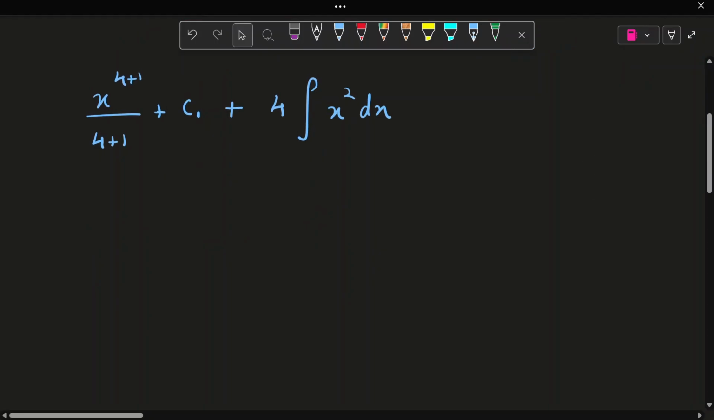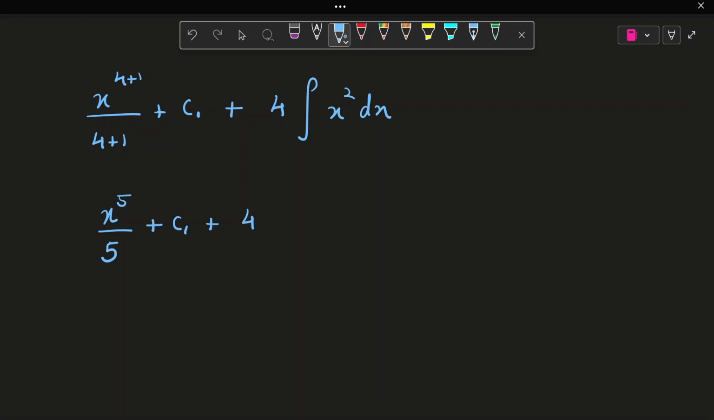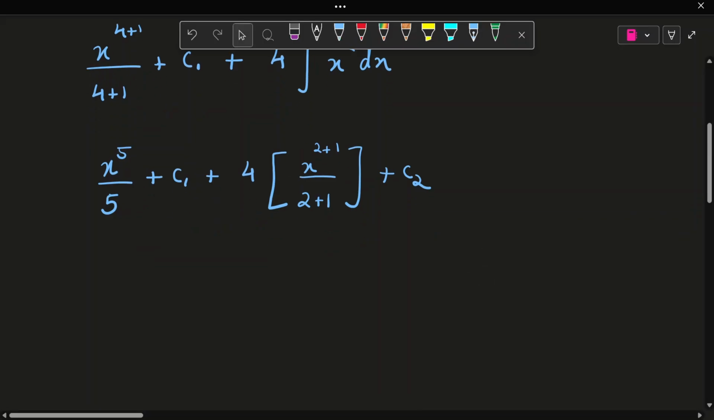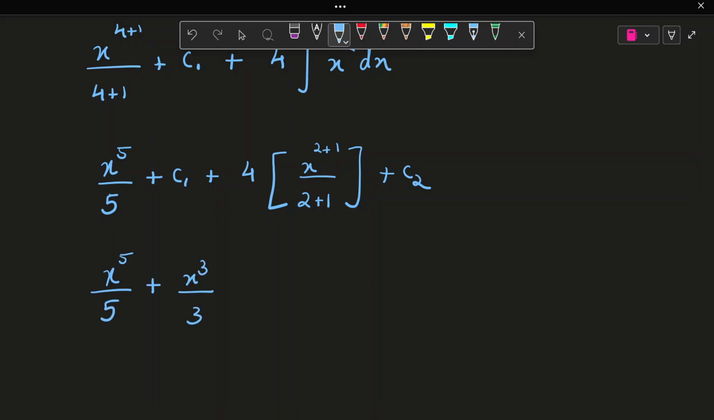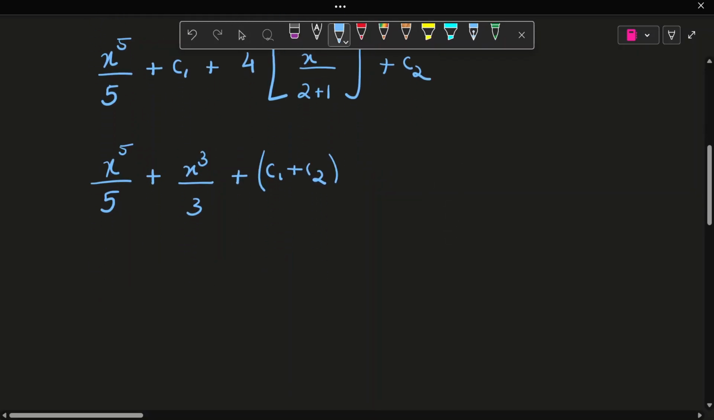Now if we continue solving, it would be x to the power of 5 over 5 plus c1 plus 4 is a constant, and integration of x squared would be x to the power of 2 plus 1 over 2 plus 1, and there would be plus c2 because there will be a different integrating constant for this thing, and at the end it would look something like x to the power of 5 over 5 plus x cube over 3 plus c1 plus c2, and this c1 plus c2 can be written as an entire capital C or some other constant.